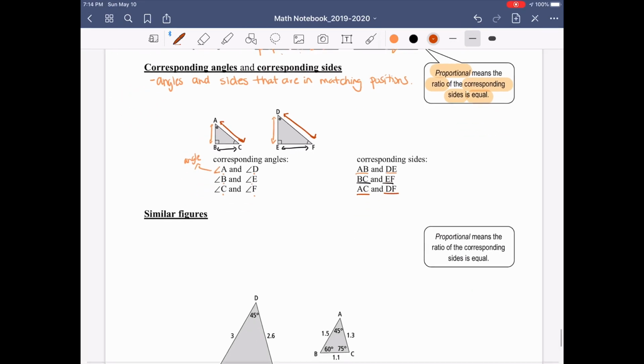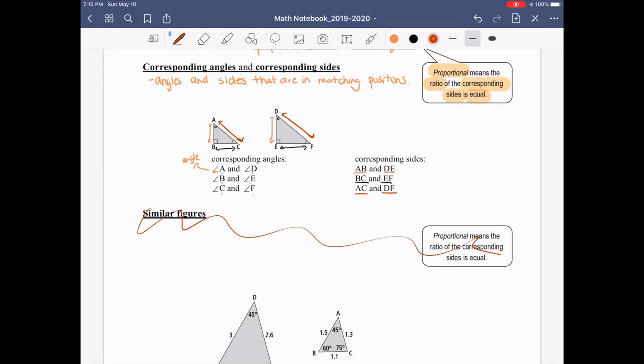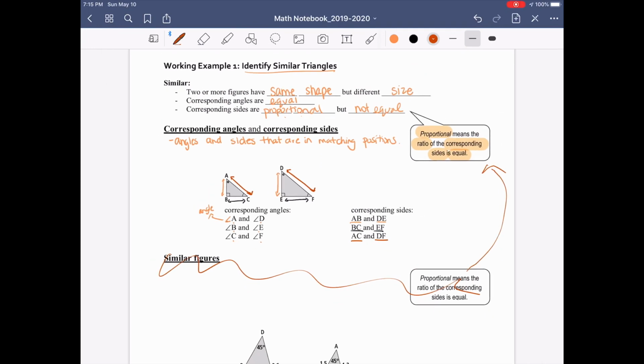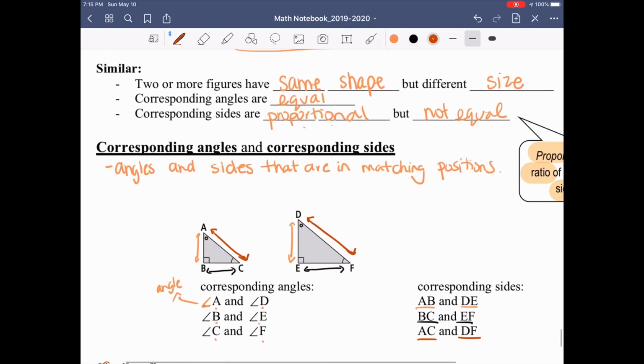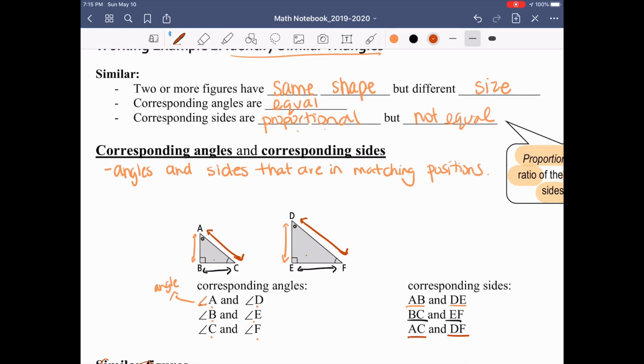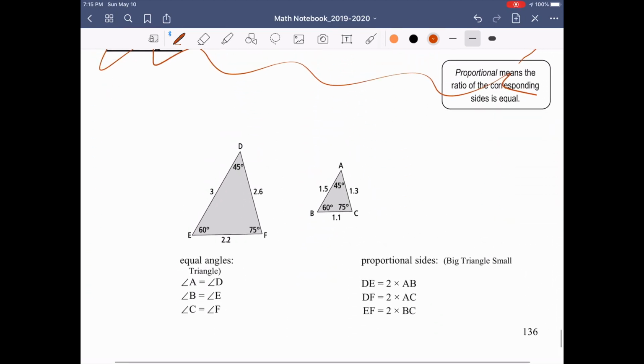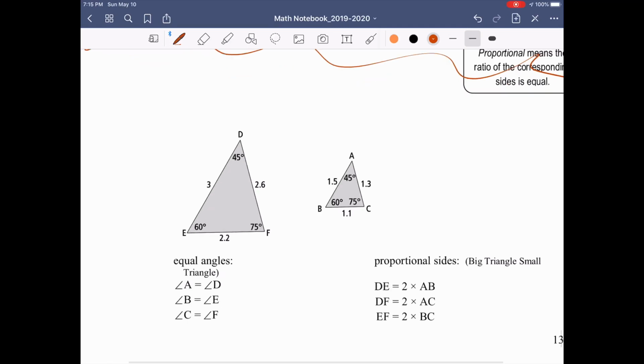Okay? This is just repeated. We already wrote the definition up here. So in order for two objects to be similar, they have to have the same shape but different sizes. The corresponding angles have to be equal to each other, and the corresponding sides have to be proportional, but they're not equal. Okay, what does that mean? Let's look at these two triangles right here to see if they are similar to each other.